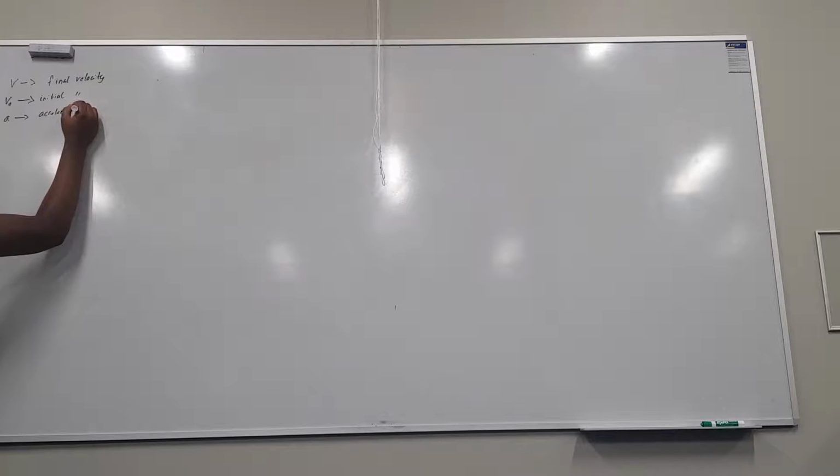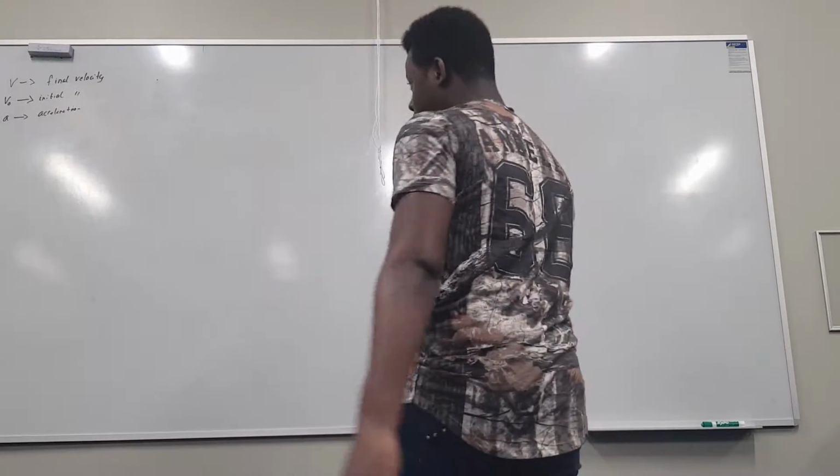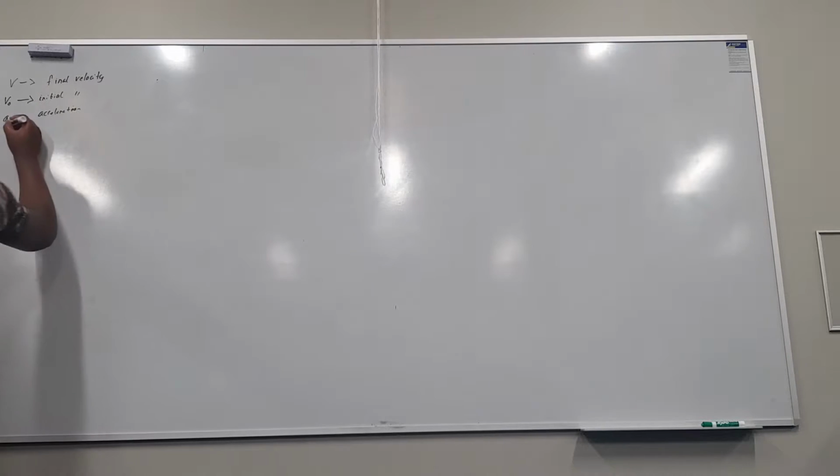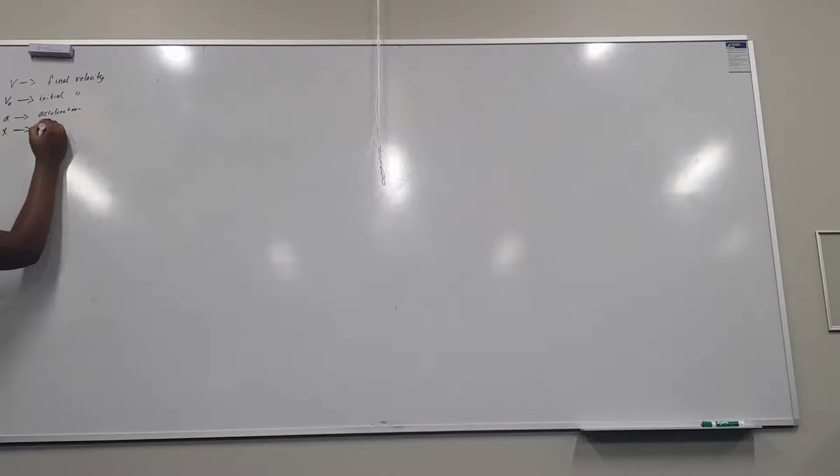Okay, and define v naught, initial velocity, a, acceleration. For one-dimensional motion, let's define x, or delta x, as distance.